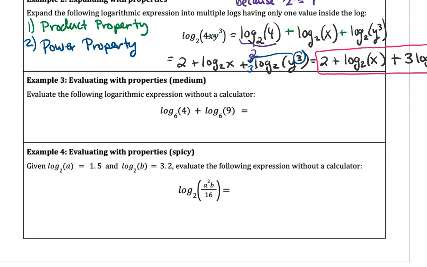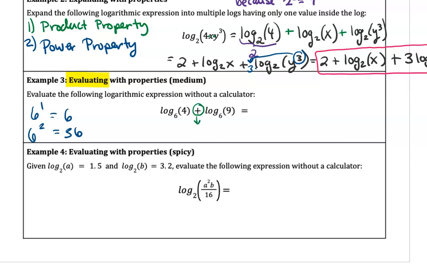Then in example 3, our goal is to evaluate. That means I want to get an answer that's a number. So I'm trying to figure out what power I would have to raise 6 to get 4, or what power I would have to raise 6 to get 9. And I'm coming up short because 6 to the first power is 6 and 6 to the second power is 36. And already raising 6 to the second power gives me something bigger than 4 and 9. So this will be one of those scenarios where maybe I can combine these 2 logs into one log.